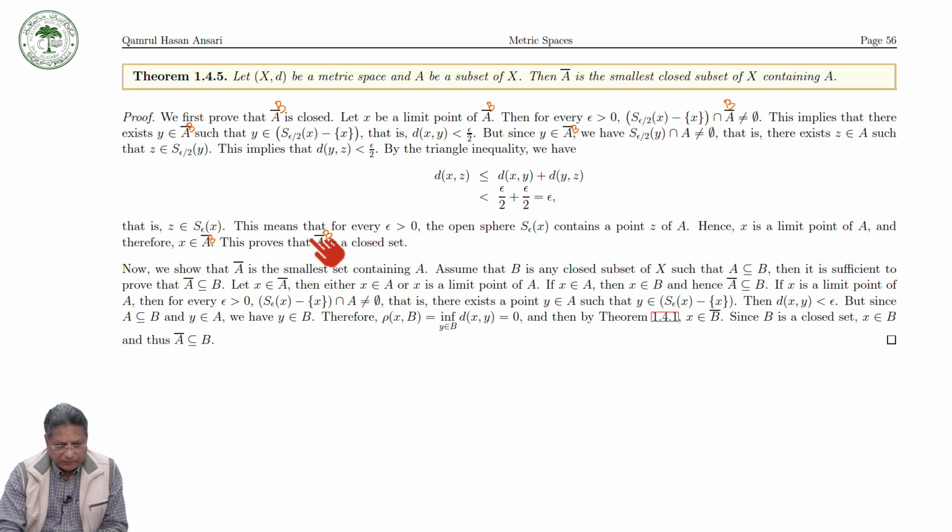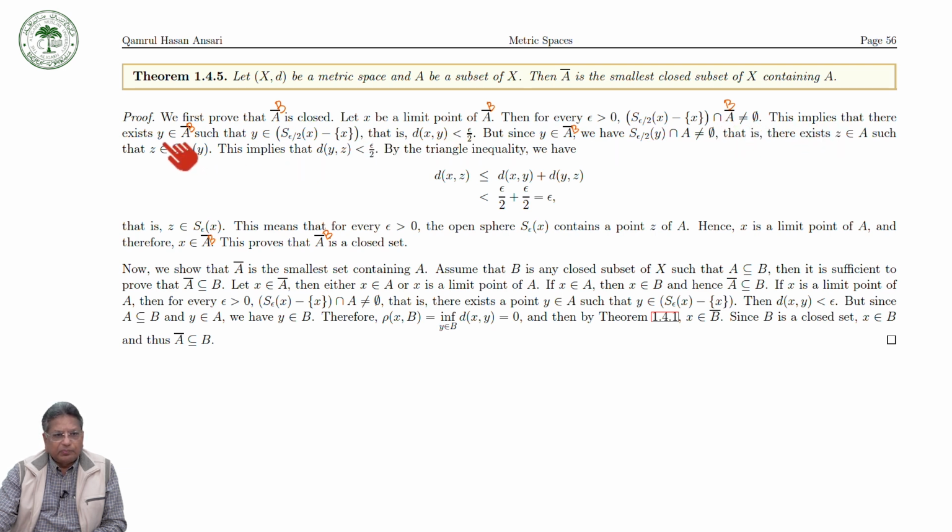Okay, so I just denote closure of A is equal to B. So let X be a limit point of B. Then for every epsilon positive, the open ball with center at X and radius epsilon by 2 contains a point of B other than X. That is to say, this intersection is non-empty.